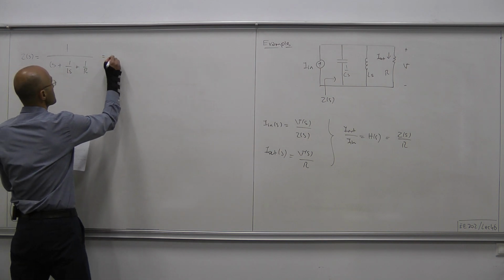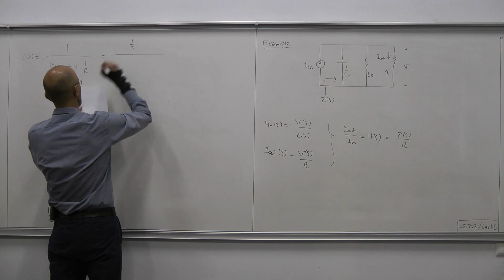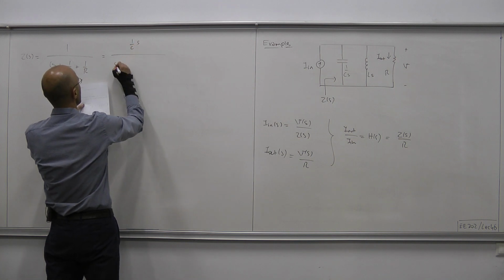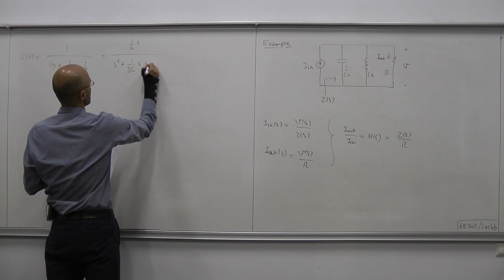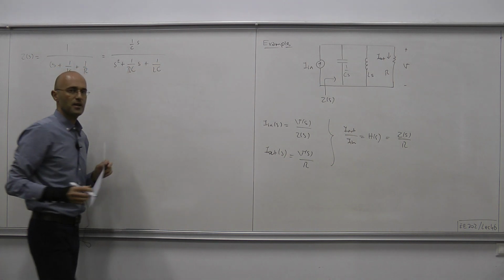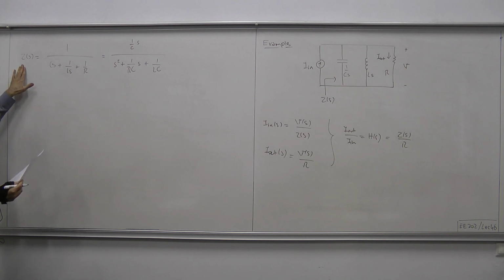And that equals 1 over C, S over S squared plus 1 over RCS plus 1 over LC. Okay, so that's the impedance.